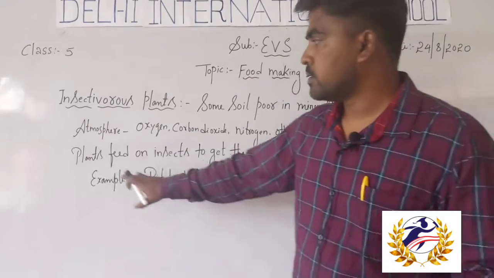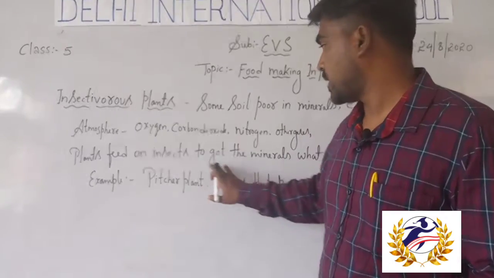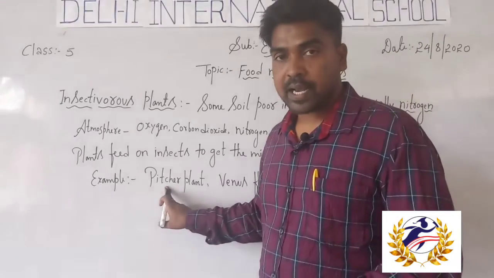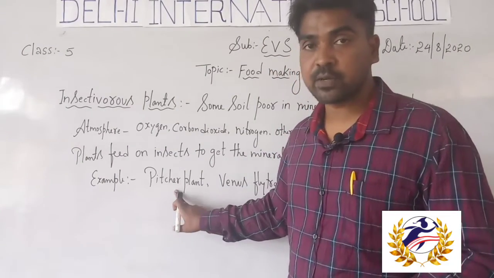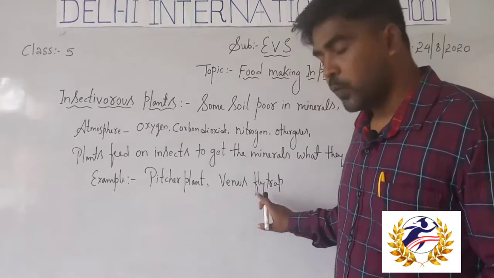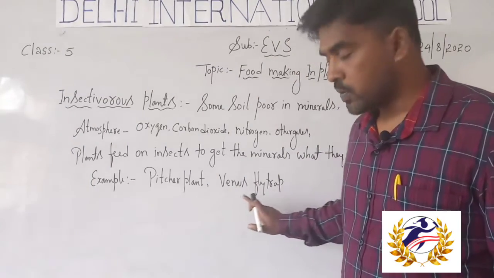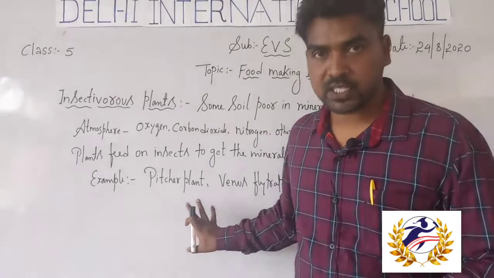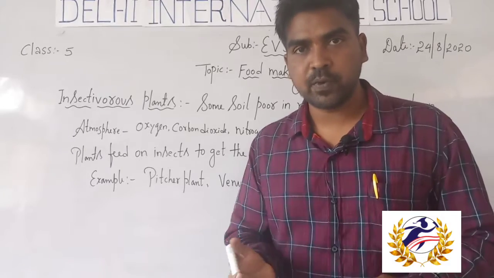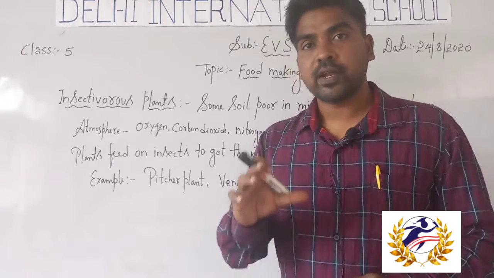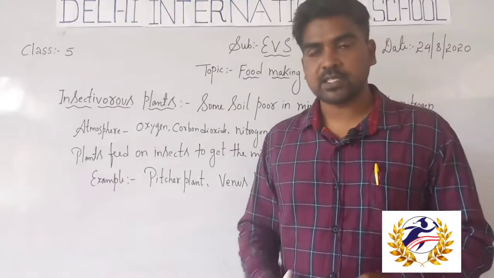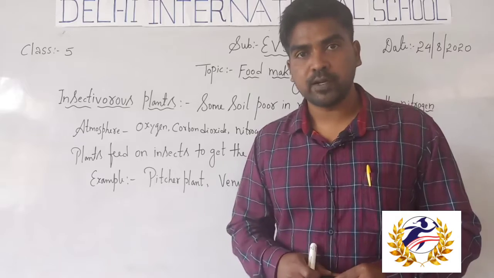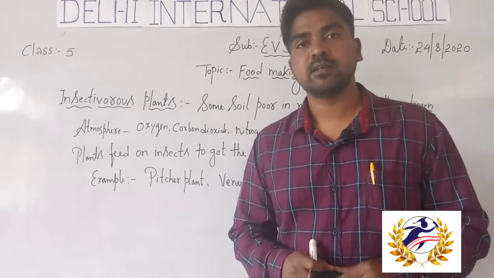Okay, listen here. Plants feed on insects to get the minerals they need. For example, pitcher plant, which is an insectivorous plant, and Venus flytrap. These are the two best examples given in your textbook. Please go through your textbook and read. You will get more information regarding insectivorous plants. So this is about how plants make food. Next we will move towards animals.